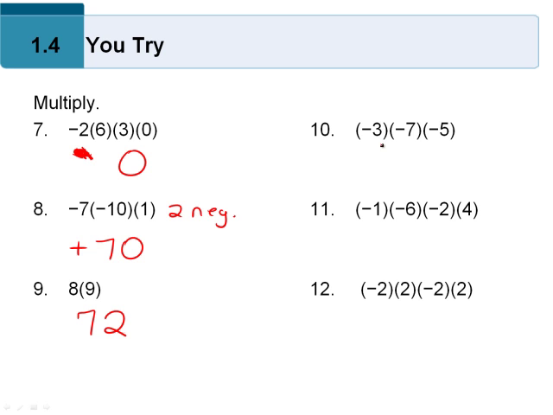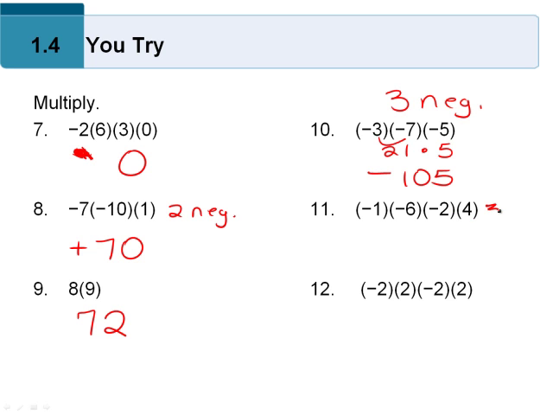Now number 10, we have negative 3 times negative 7 times negative 5. So I have 3 negative factors. So if we do 3 negatives, remember that's going to be a negative answer. So now 3 times 7 is 21 times 5, break down the 5, and that would give you a negative 105.